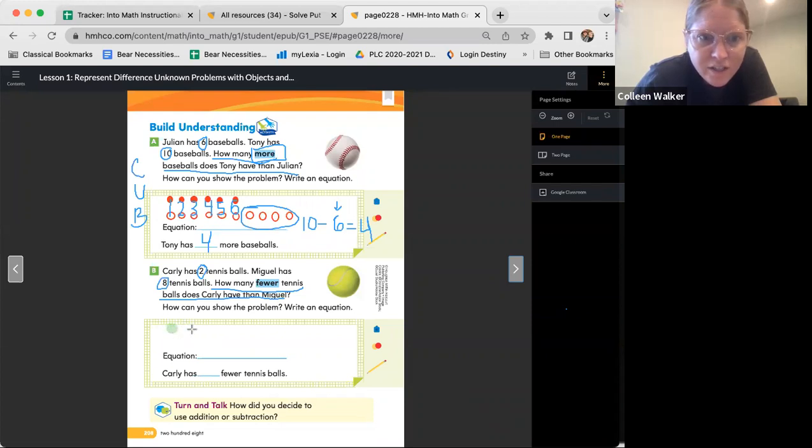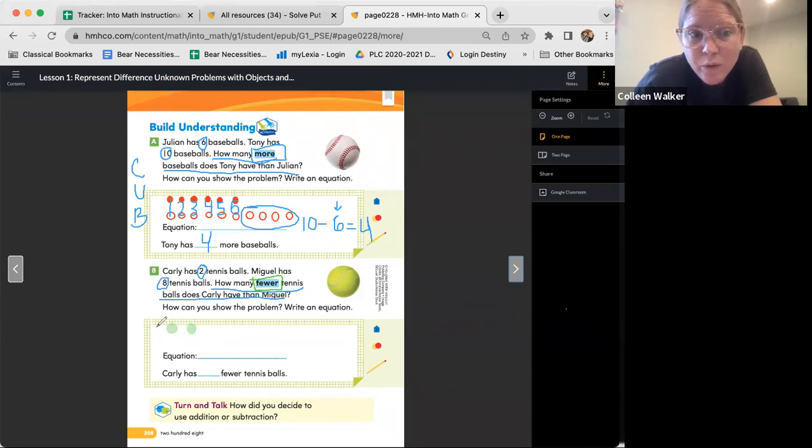1, 2. And now we need to draw Miguel's balls. Oh, I just realized we forgot to box our keywords. What do you think they are? Yes, how many fewer? So we're still comparing, but we have to figure out how many fewer Carly has than Miguel since she has less.